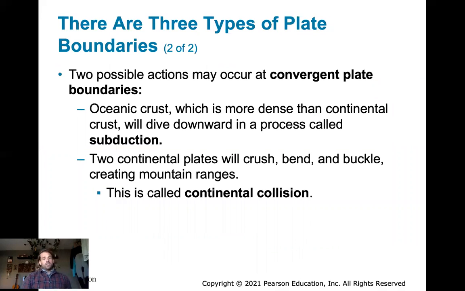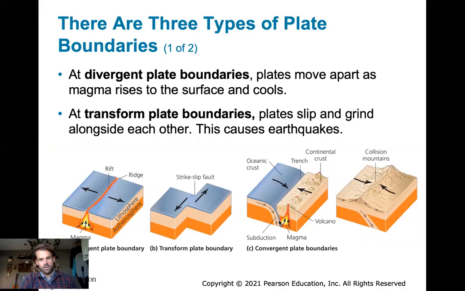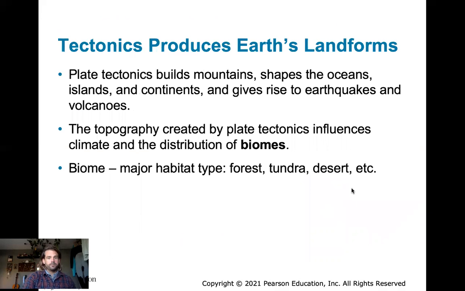So two possible actions might occur at convergent plate boundaries. Oceanic crust, which is more dense than continental crust, will drive downward in a process called subduction. And the other option is that two continental plates can crush, bend, and buckle, creating mountain ranges. And this is called a continental collision. So these are these two scenarios here, if we go back a couple of slides. So here's subduction, and then here's collision mountains. The Rocky Mountains in the center of our continent are a good example of this second example.